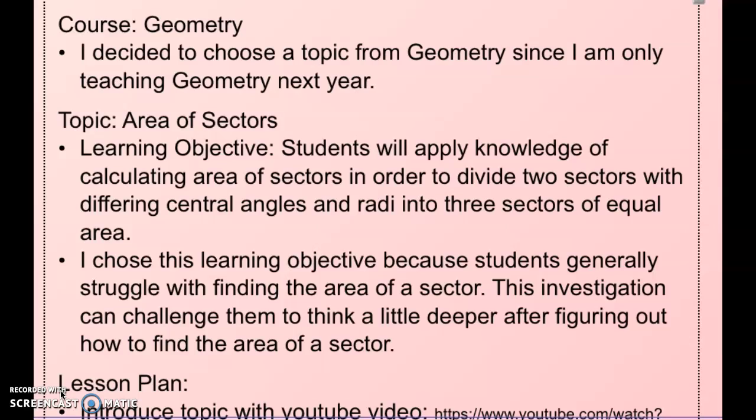I thought that this investigation would give them a better understanding of how to manipulate an area, how to just use the information you're given to figure out what you want. And so this is more of an analytical problem. You're going to see them finding the areas of sectors and then working backwards with a given area, solving for an angle measurement.